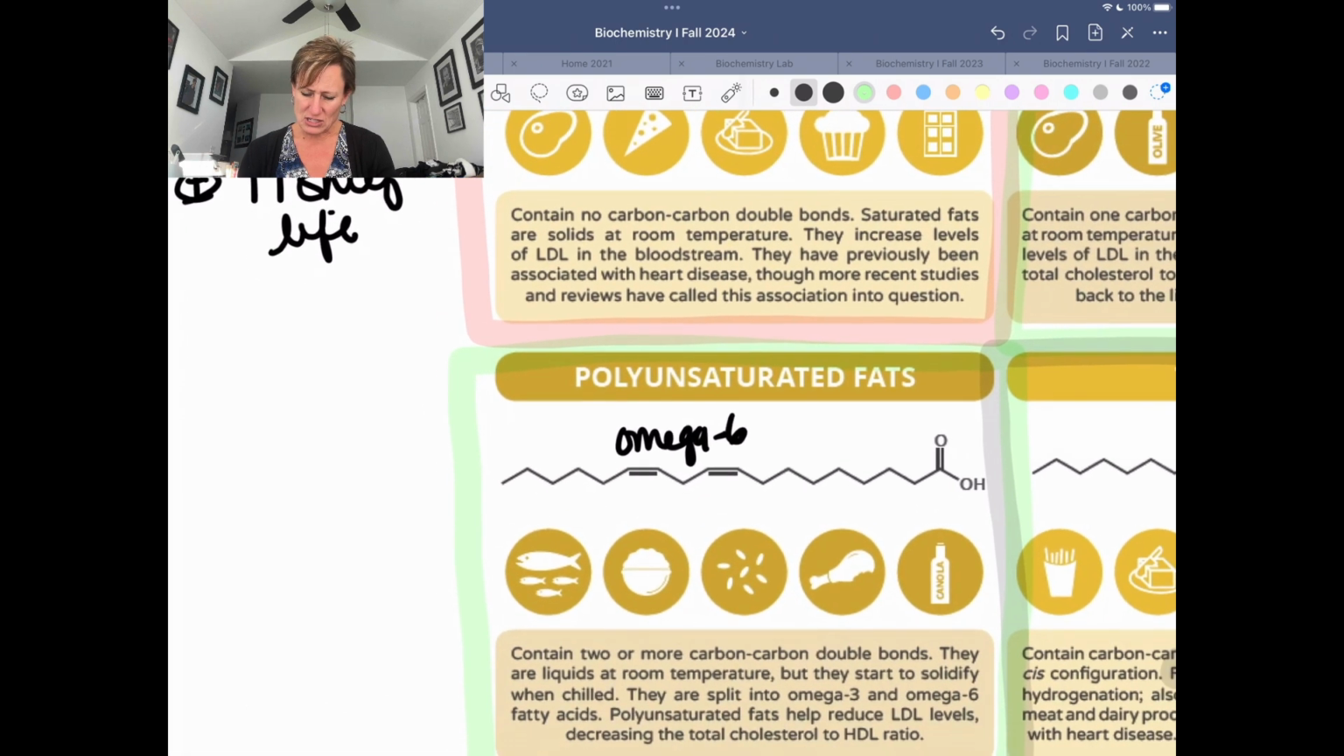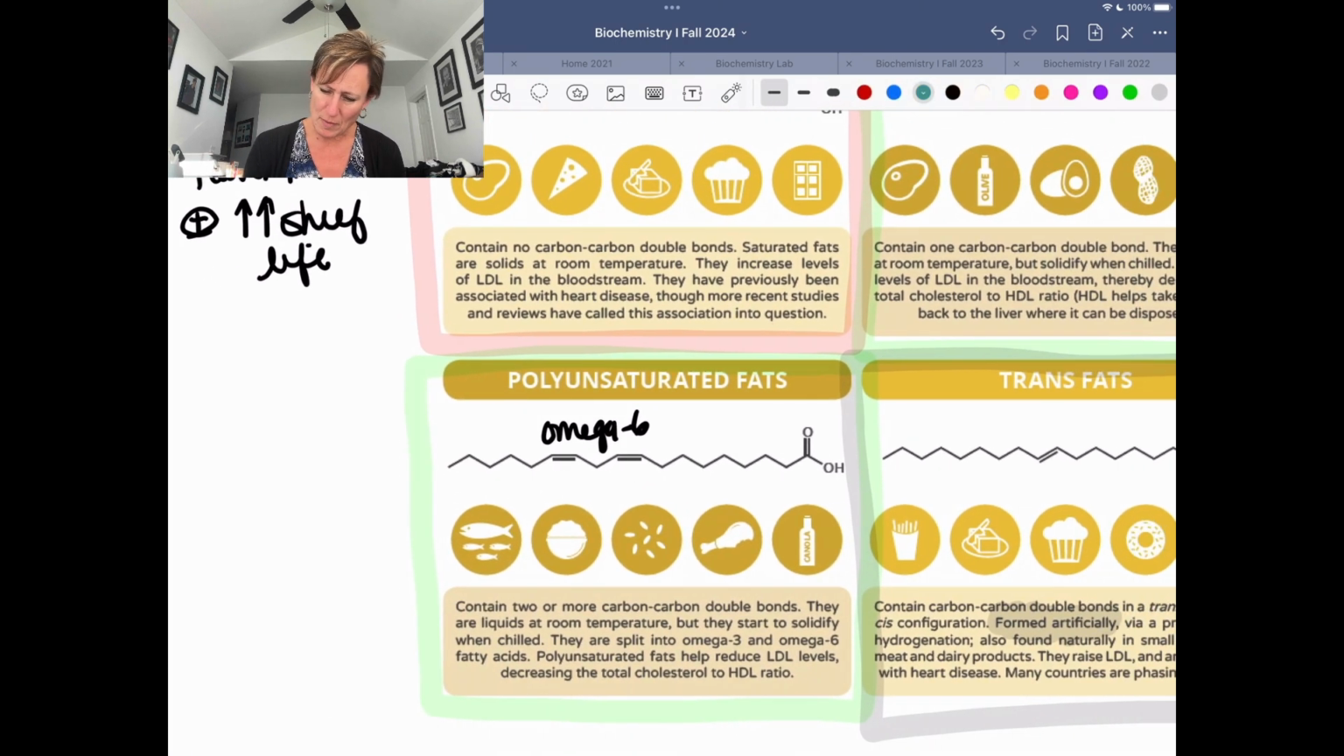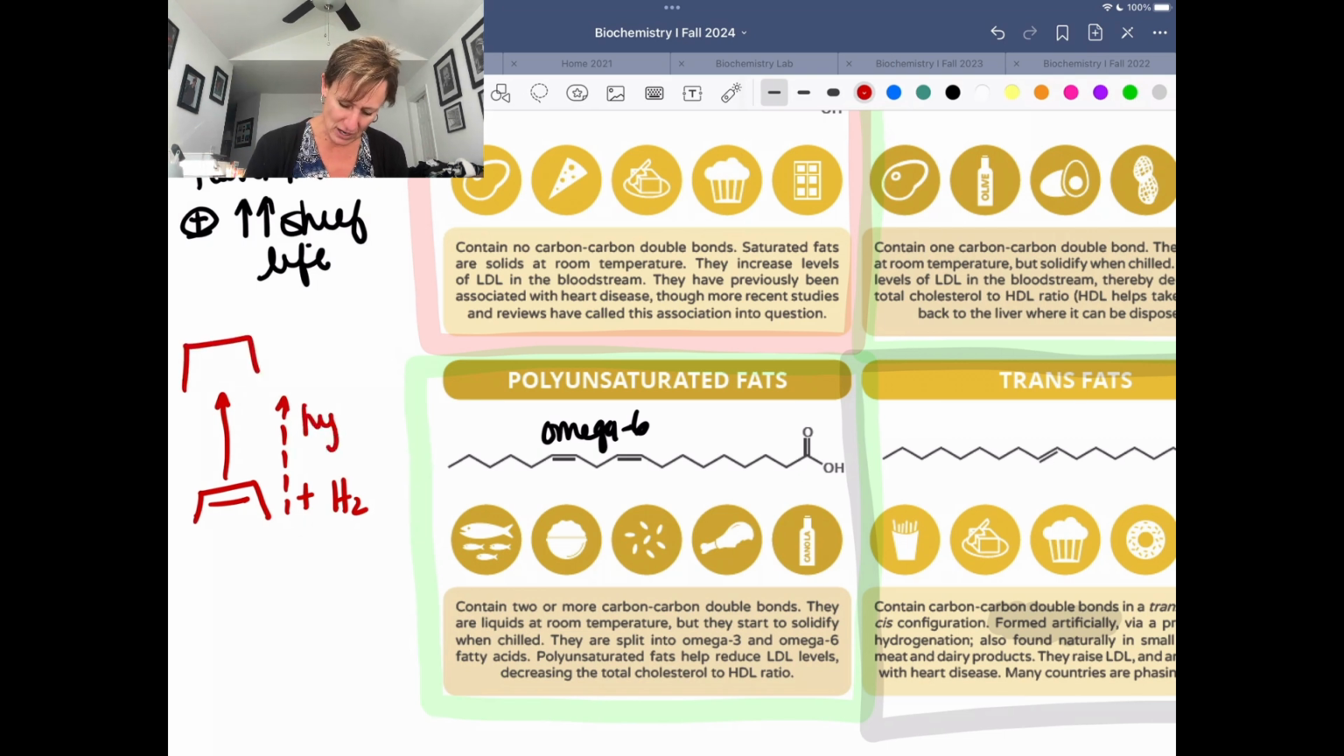I'm going to move down here next to our polyunsaturated fats to sort of talk about what we do here. What we do is we take an unsaturated fat that's inexpensive but has double bonds. And by reacting with hydrogen, we do chemistry that's called hydrogenation. And we convert this unsaturated fat into a saturated fat. So again, this is hydrogenation.